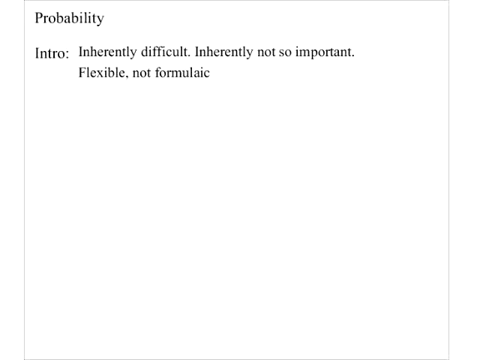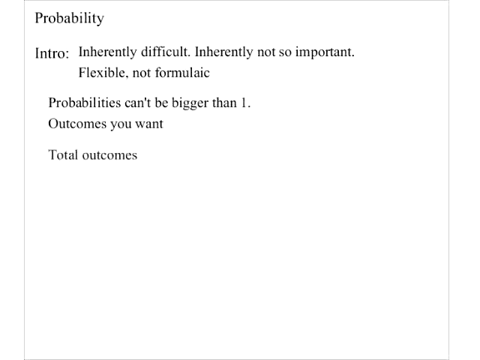First, probabilities can't be bigger than 1. Second, the answer to probability will be outcomes you want over total outcomes. This allows you to solve a lot of probability questions by doing two separate combinatorics questions, one for the numerator and one for the denominator. Now, if you suck at combinatorics too, then you're in trouble. You might want to get better at combinatorics, but that is one way that you can go at these.